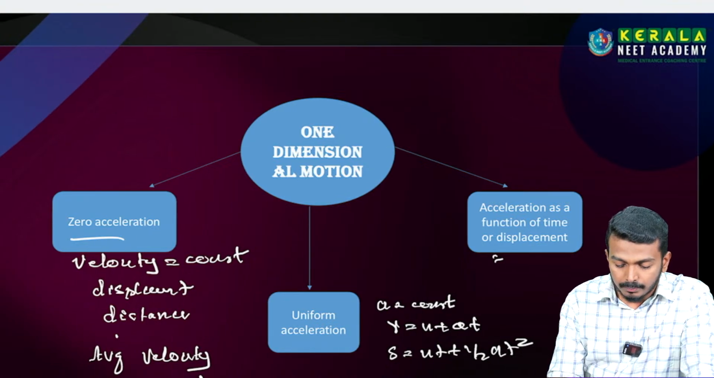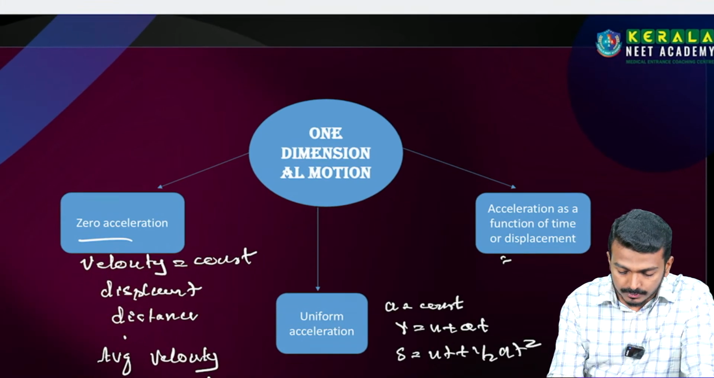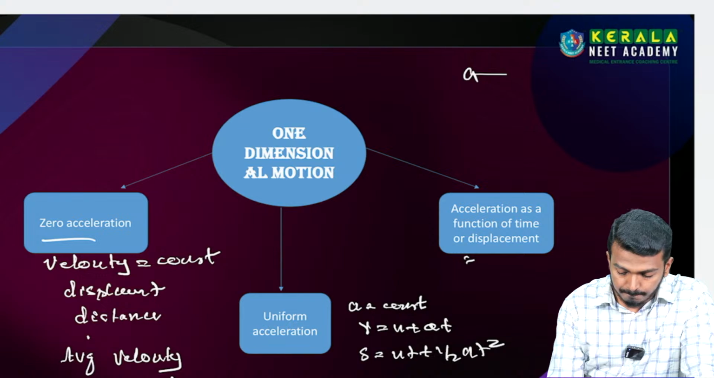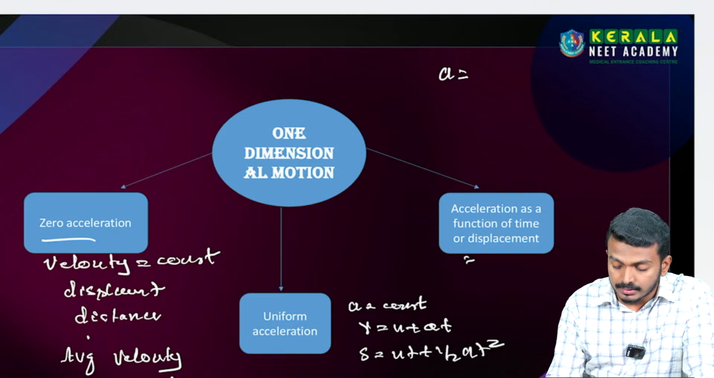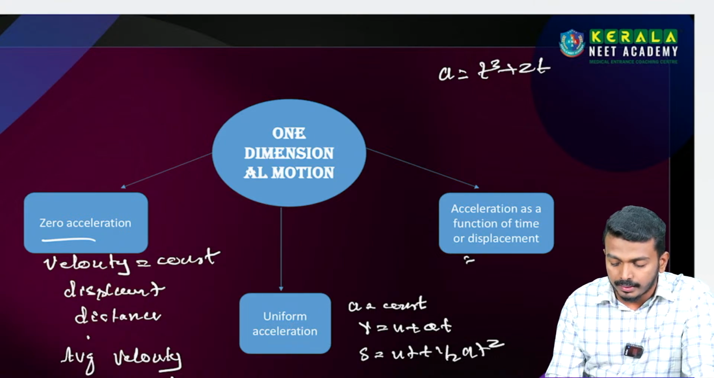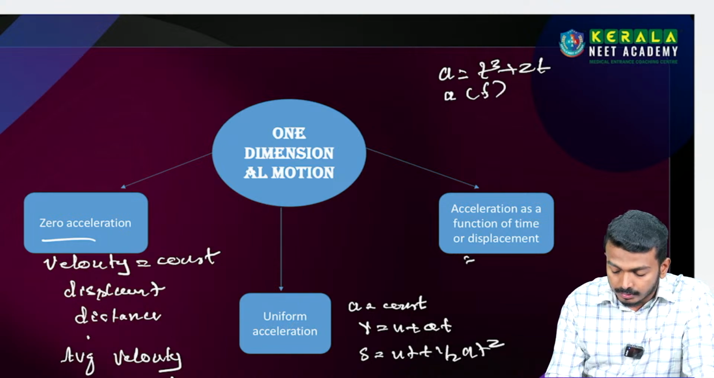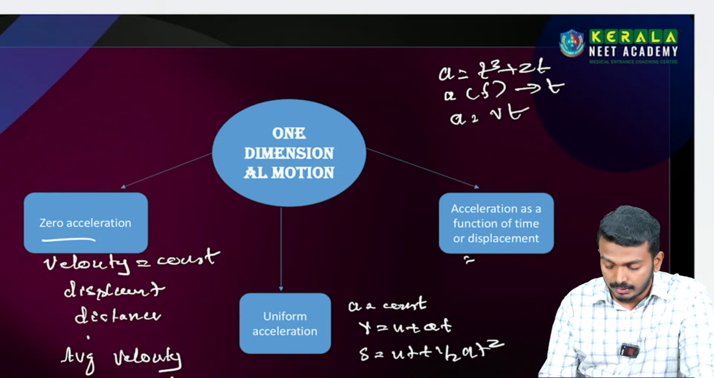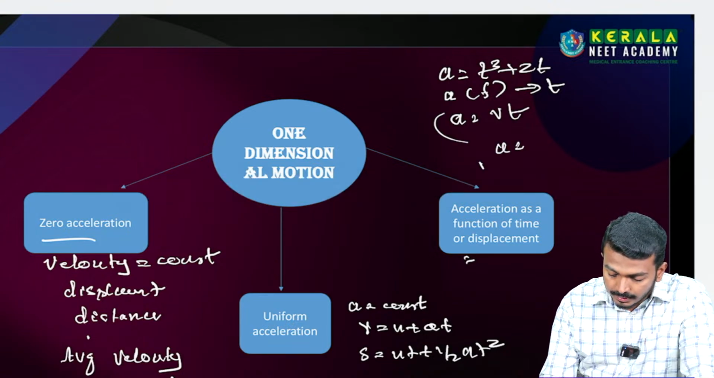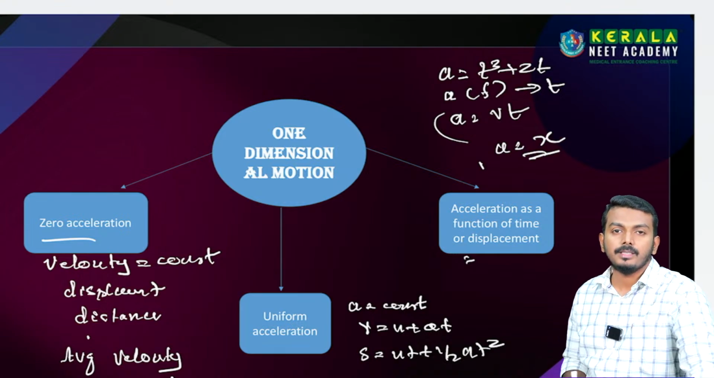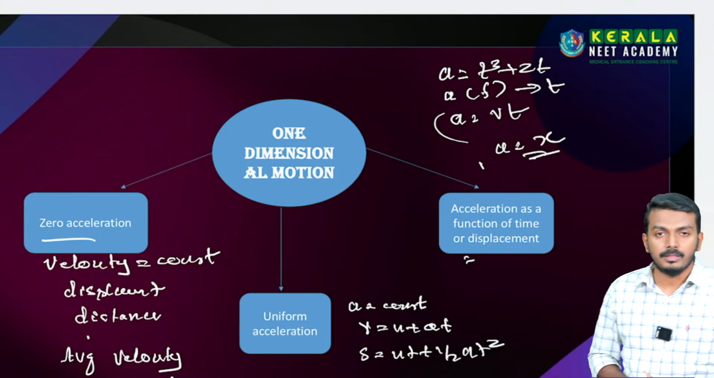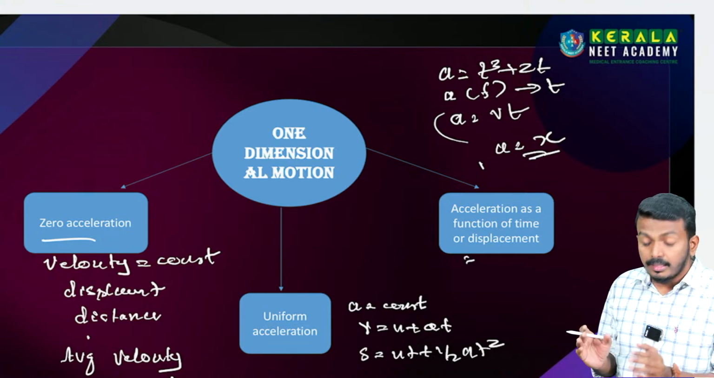Many questions, acceleration you can write as a function of t cube plus 2t. Another, acceleration is a function of time. Some questions, acceleration is a function of velocity. Some, acceleration is a function of position. These are the main three possible categories of questions based on one dimension. One by one we can discuss each category.